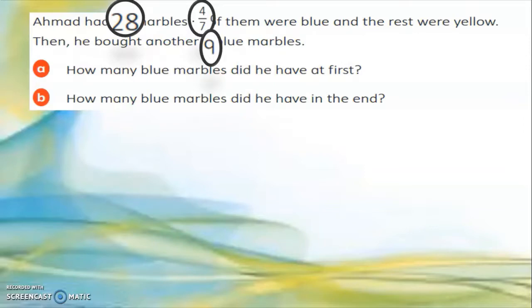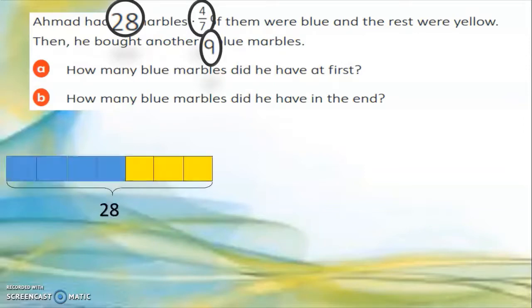So we're going to make a model, 4/7. So it means 4 out of 7 were blue, and the rest, it means the 3 remaining blocks, will be for yellow. So altogether we have 28 marbles. So this is the 4 over 7. So we need to take 4/7 of 28. So 4/7 of 28 means 4 over 7 times 28.